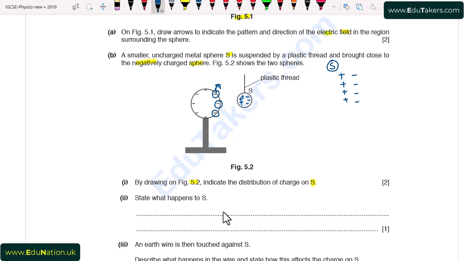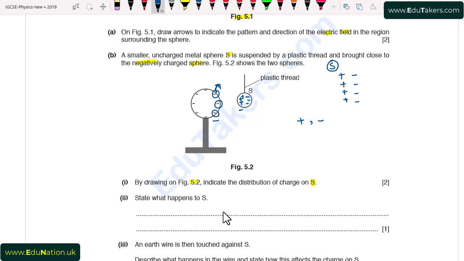So this is the distribution of the charge on sphere S when it is brought closer to the negatively charged sphere, because we know that opposite charges attract each other and similar charges repel each other. Here it is negative and this is positive. Both of these charges attract each other, due to which the sphere S moves towards the negatively charged sphere.